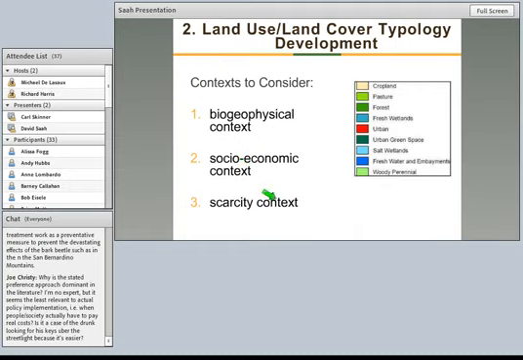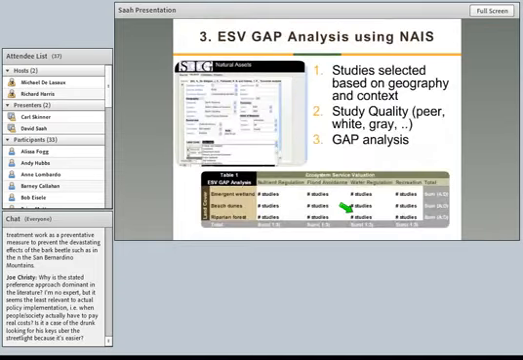Look at the socioeconomic context. If it's an urbanized area or a rural area, suburban area, how are those anthropogenic areas interfacing or interacting with more of your ecological areas? And then the scarcity context. For example, if you're really interested in aspen, make sure you have aspen in your typology. If you're really interested in maybe a very specific sensitive species, make sure you have that in there as well.